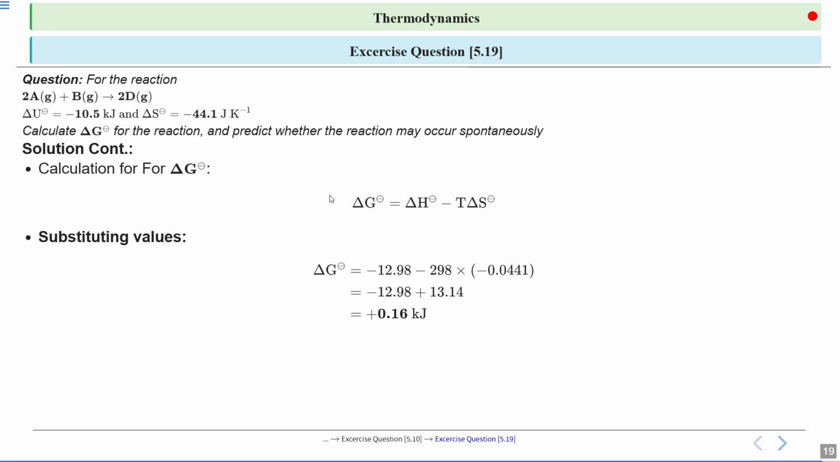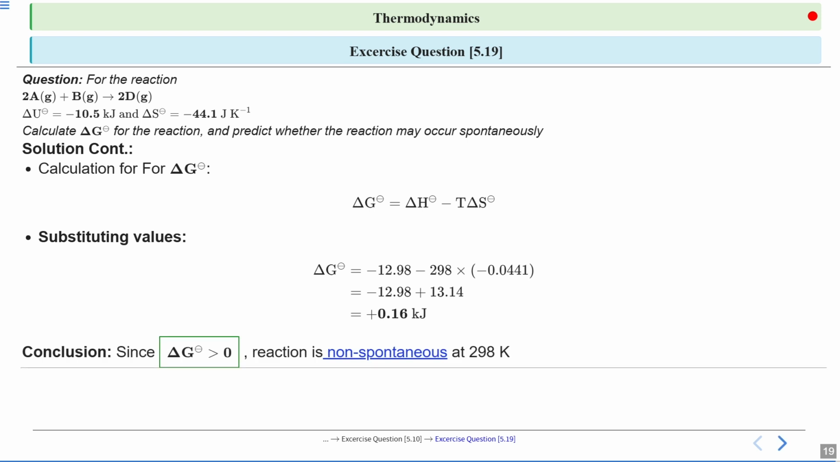See, we have calculated the delta H naught, or the enthalpy change, as minus 12.98, and the entropy change is already given in the question as minus 44.1 joule per Kelvin, but we have converted this into kilojoule, and therefore the value is now minus 0.0441. After calculating this whole thing, you are getting your Gibbs free energy change as a positive value. Therefore, the reaction will be non-spontaneous at the standard condition of 298 Kelvin.